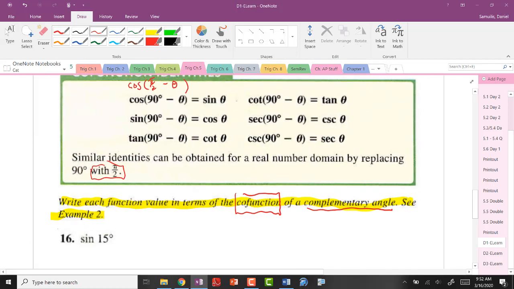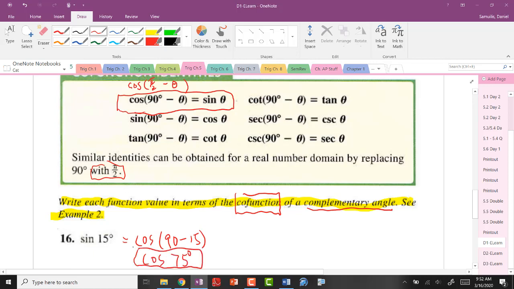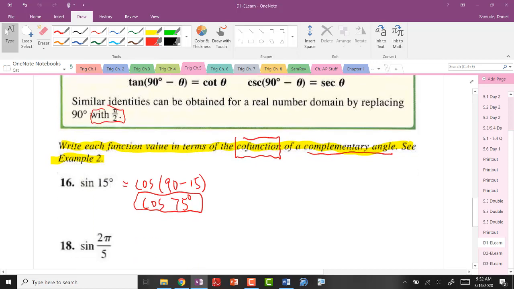All right, so sine of 15 degrees. Read. So if they want me to use the cofunction complementary identity, they want us to use this one. So this should equal cosine of 90 minus 15, which is cosine of 75. And then that's the answer, and I can't evaluate that. They're just writing it in another function. So we're writing it in terms of cosine.